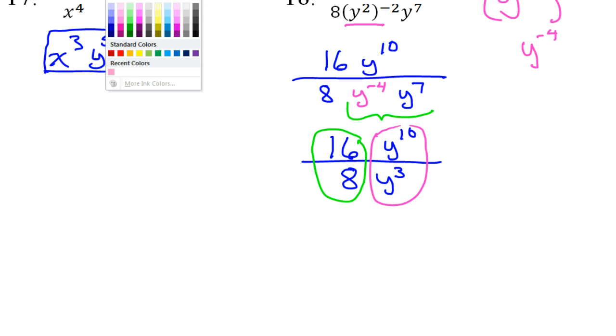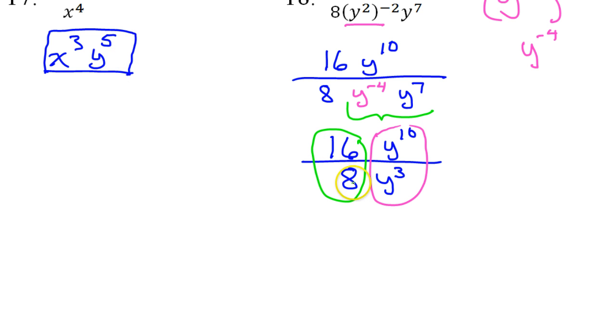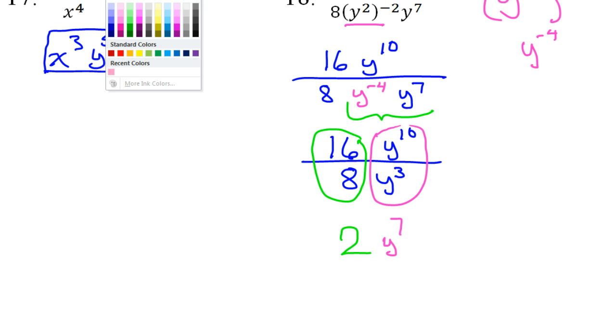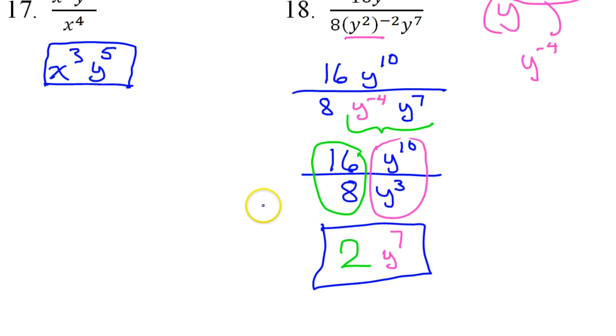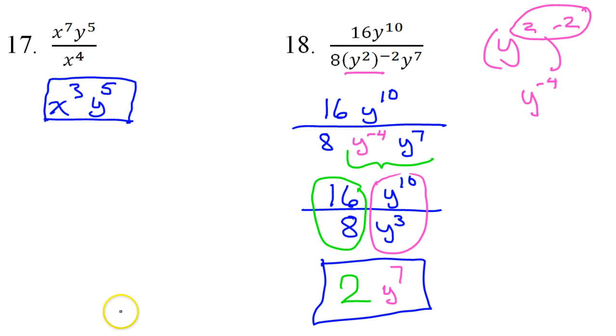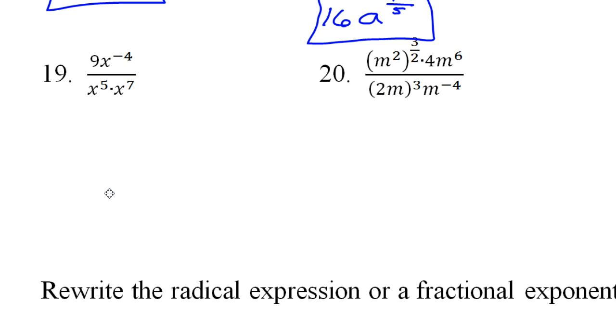Okay, so the number part, 16 divided by 8 is 2. Now the variable part, these 3 y's in the denominator will cancel out 3 of the y's in the numerator. So that's going to leave y to the 7th power. So that will be your answer. Okay, so that's your answer to number 18. Alright, number 19.